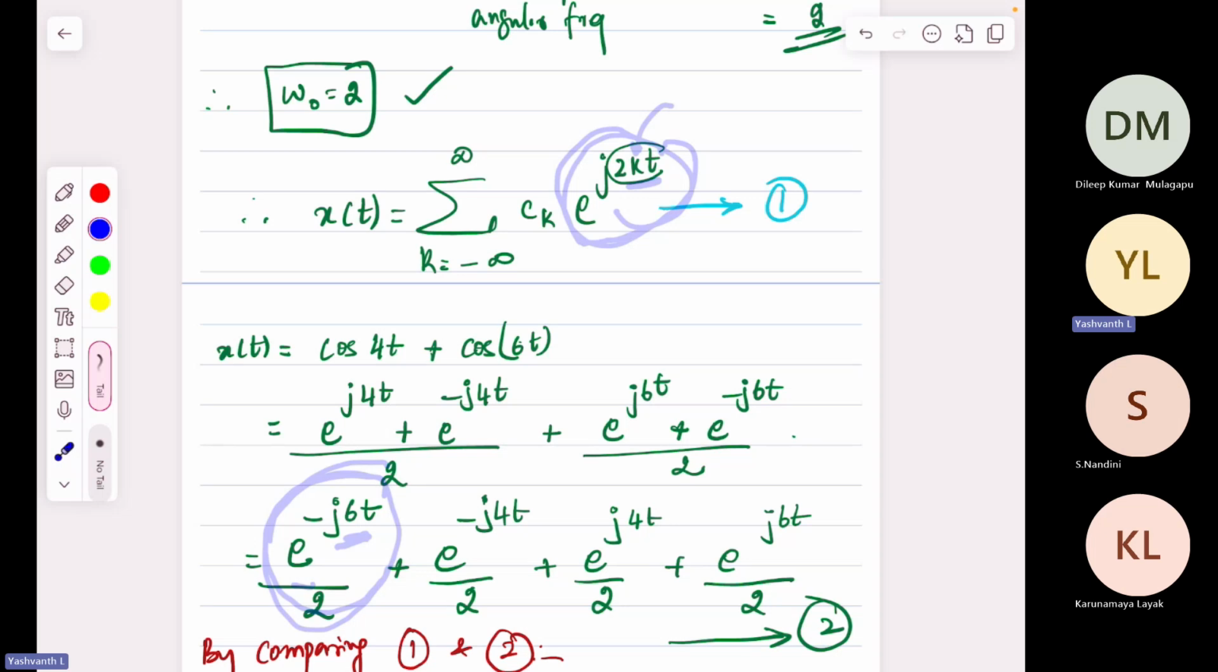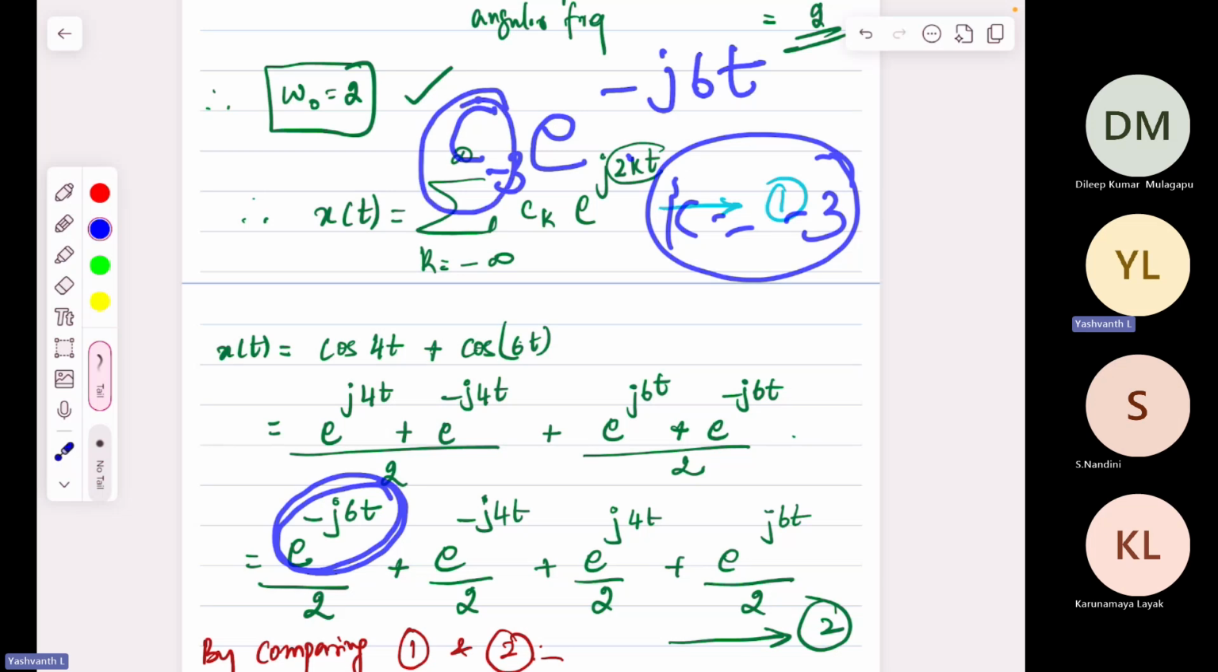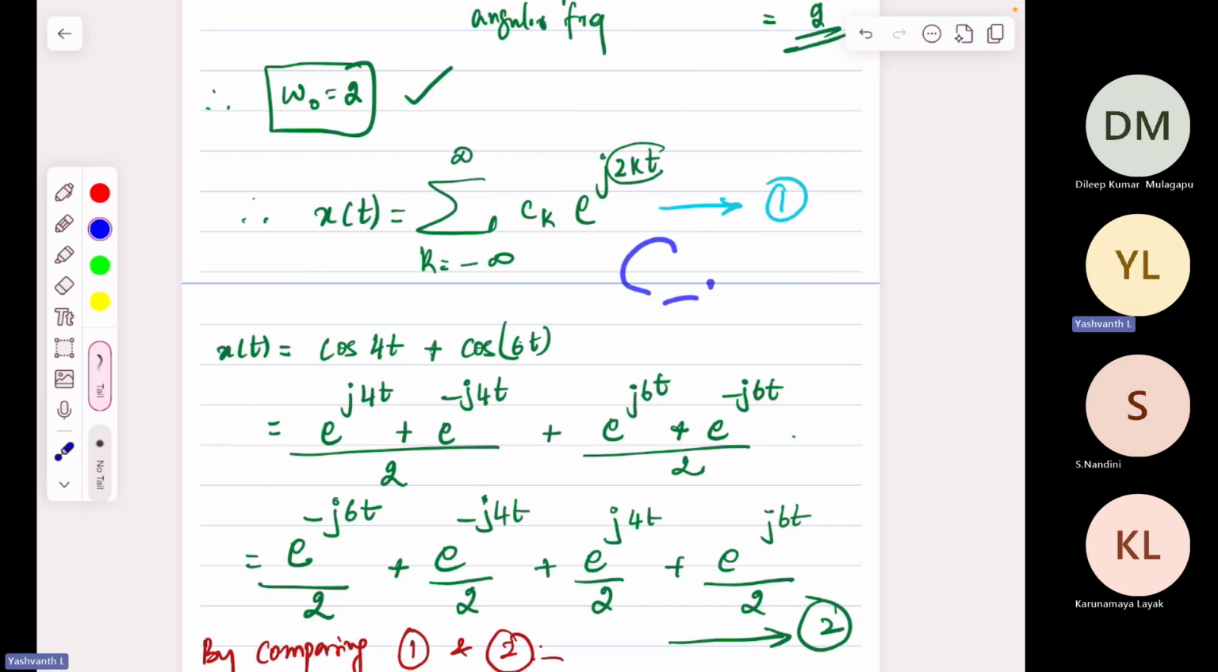Not 3, it's minus 3. If you put k equal to minus 3, this becomes e^(-j6t), and you have that e^(-j6t) here also. Therefore, the coefficient c minus 3 is equal to the coefficient of e^(-j6t), which is 1 by 2. Therefore, c minus 3 is equal to half.